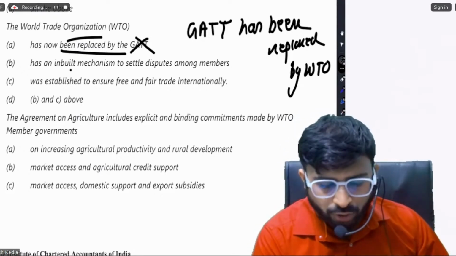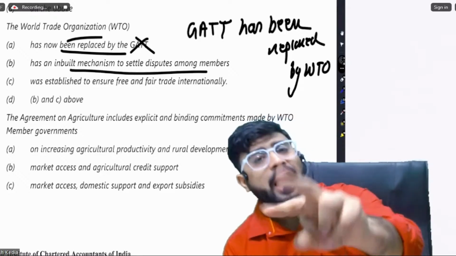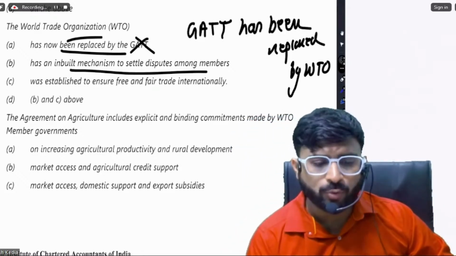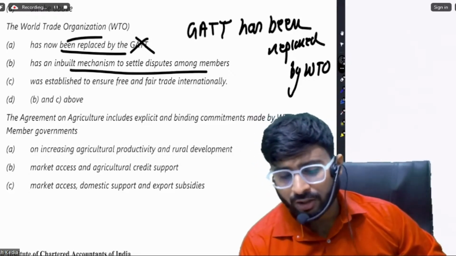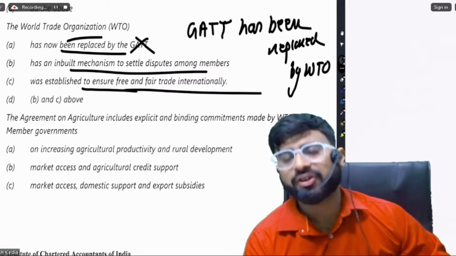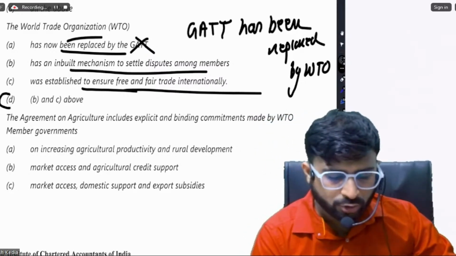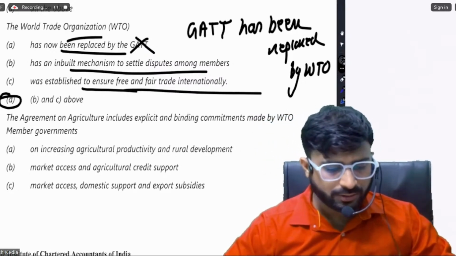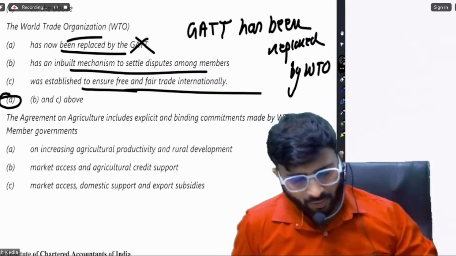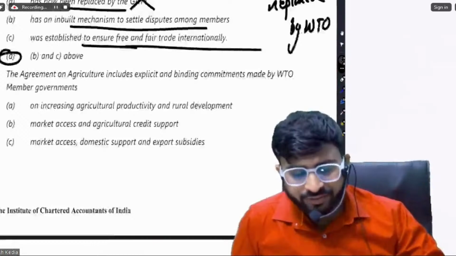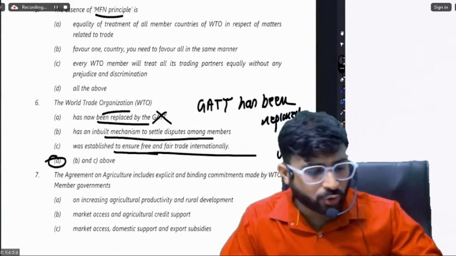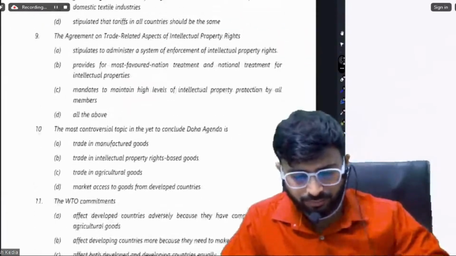Okay. Has an inbuilt mechanism to settle disputes. Yes. I talked about level 2, if you remember. That has a trade policy review body and a dispute settlement body. In level 2, we have discussed. Was established to ensure free and fair trade internationally. Yes. So both are the correct answers. Okay. Friends, for the time being, I am only skipping those questions which we are yet to discuss. So not a big deal. We will cover them.